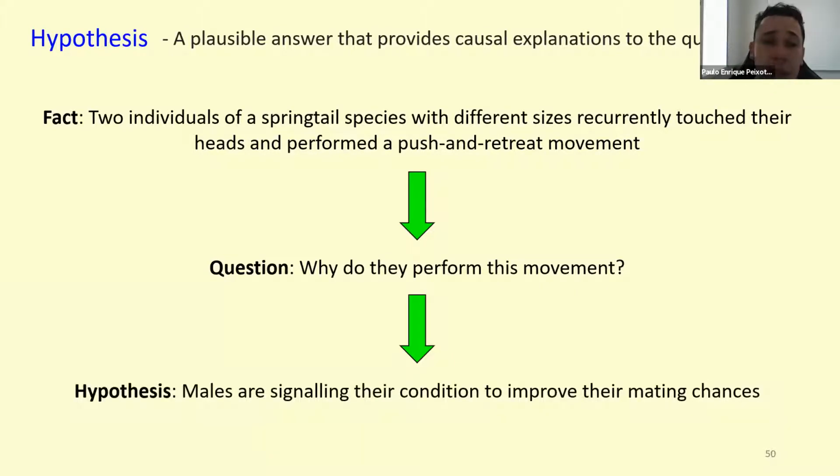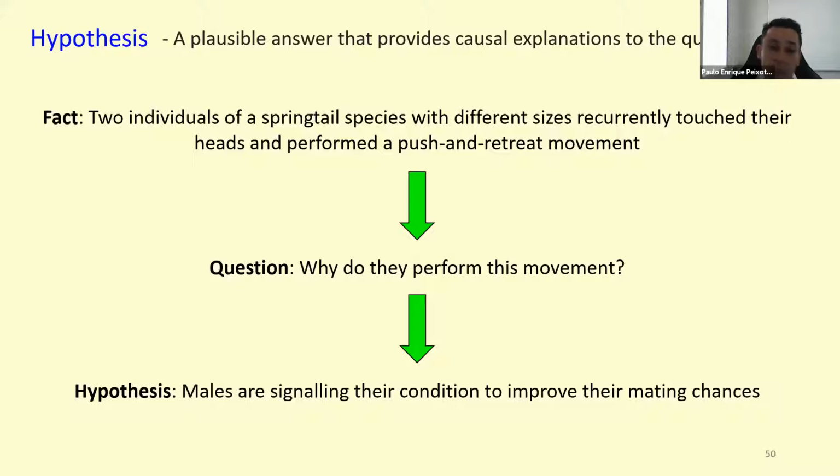So I may state, for example, why do they perform this? It can be males that are signaling their condition to improve their mating chances. Okay. When I say it in this form, I change the prior hypothesis a little bit, but I can identify the A and B part. Okay. Mating chances are the A part, our response variable here, and males signaling their condition is the B part, actually the causal explanation here.